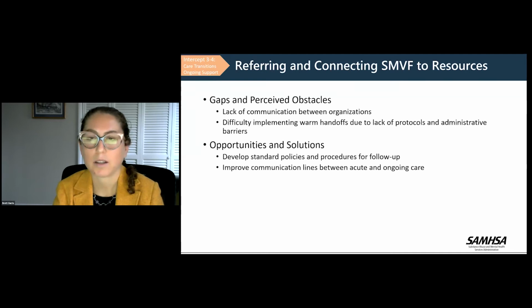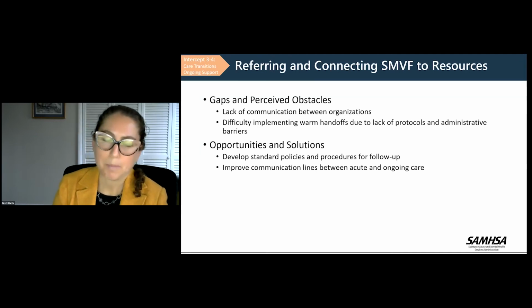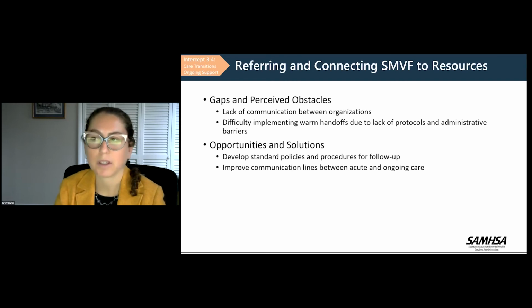So for referring and connecting SMVF to resources, there was a lot of talk, really across the board, about lack of communication between organizations and the challenges of implementing warm handoffs. They mentioned either a lack of protocols and/or administrative barriers, which really keyed in on the importance of developing standard policies and procedures for follow-up and improving communication lines. So they really stressed that a lot of times there was really no communication between acute and ongoing care, and that needed to be improved in order to be successful in referral and care transitions. Next slide.